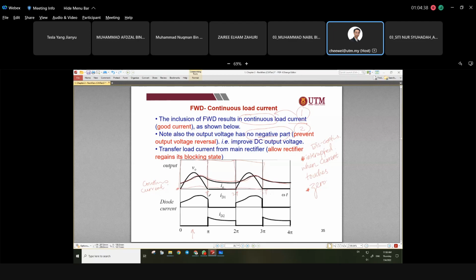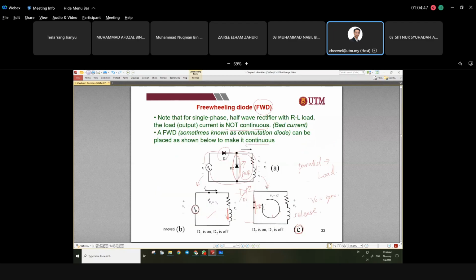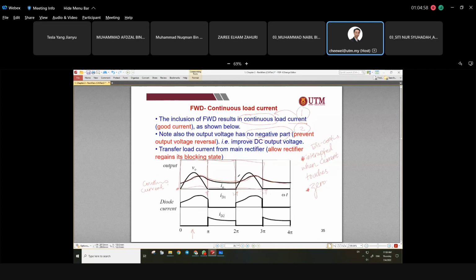So from 0 to pi, who is working? When current is flowing, it means it's working, right? So 0 to pi means the positive half cycle. In the positive half cycle, who is working? D1. So D1 current is there. Is D2 working or not? Open. Open means no current flow. So in the positive half cycle, D1 is operating. That's why this one follows the current. Why does it follow the current? Because they are in series. In series, the current is always the same. So it will take the current waveform here, but only from 0 to pi.